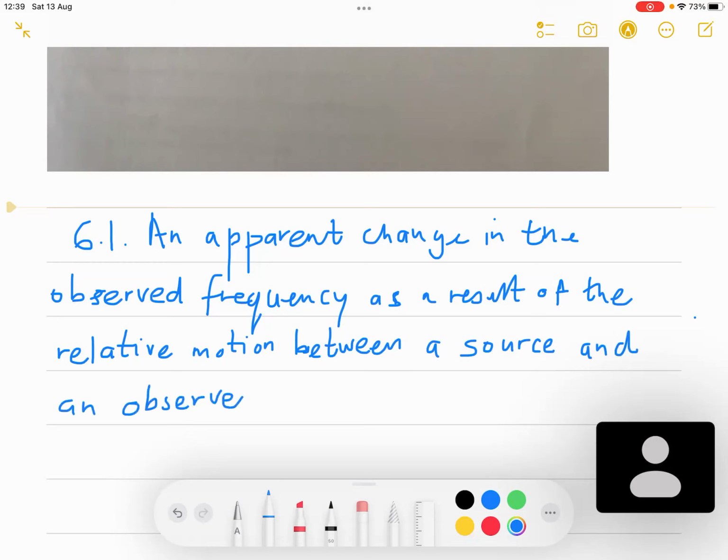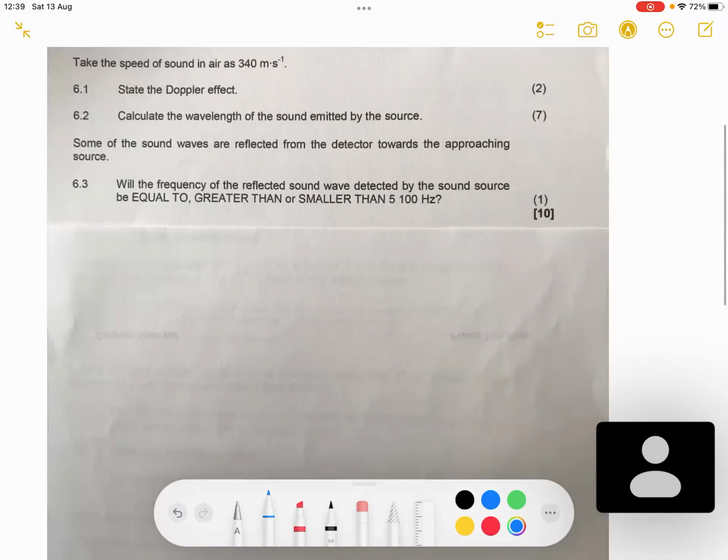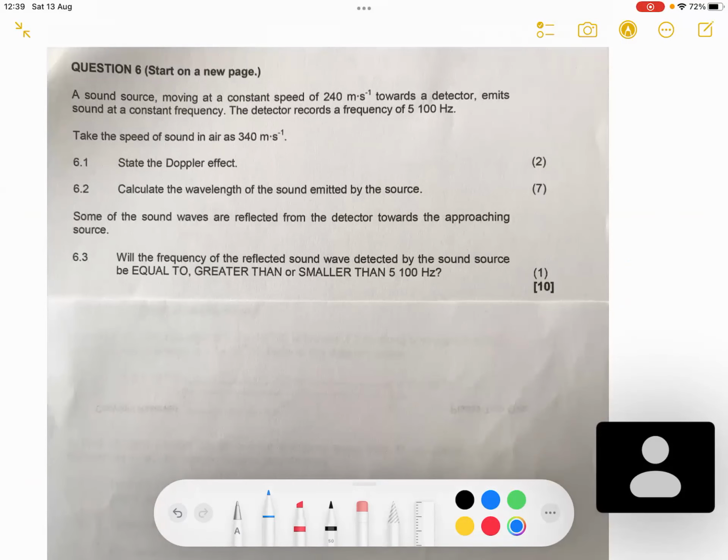Okay, so you'll see that this is different from what I did in the slides before, and there are many different ways of stating the Doppler effect. You can also write it out on your own, but you need to say that there's a source of sound and an observer and there's relative motion between the two of them. So we're going to detect an apparent change in the observed frequency or in the pitch or in the wavelength. Okay, so you must know it. So now calculate the wavelength of the sound emitted by the source.